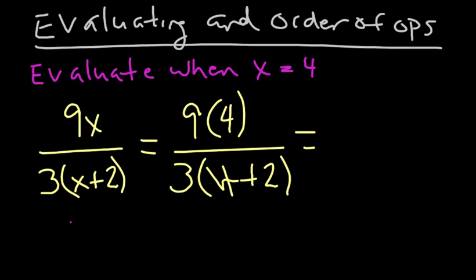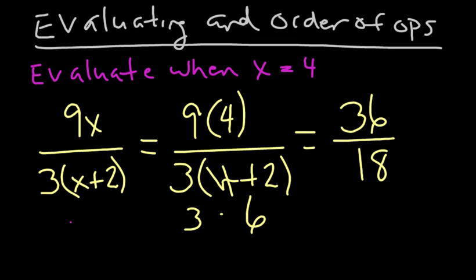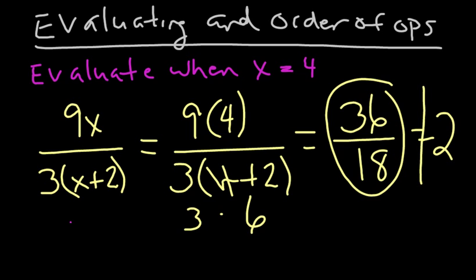So, the top is 36, and the bottom is 6 times 3, so that's 18. Then, after you get one number on top and one on the bottom, look at those and see if it can reduce at all. Well, it just so happens that 36 divided by 18 is 2. So the real correct answer is 2.